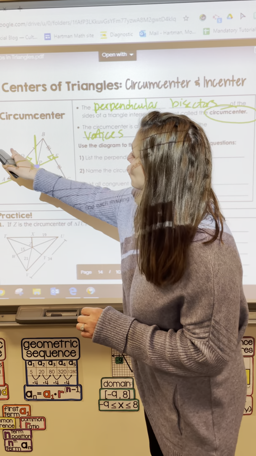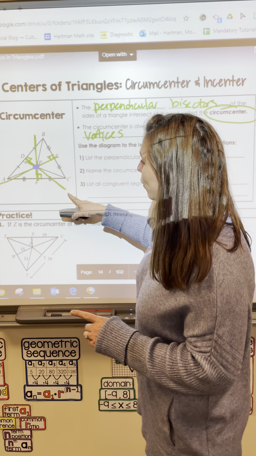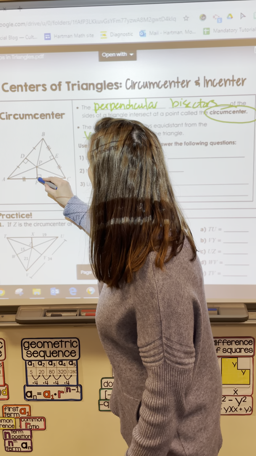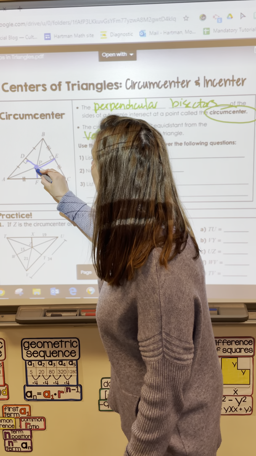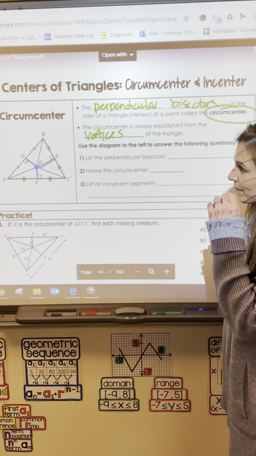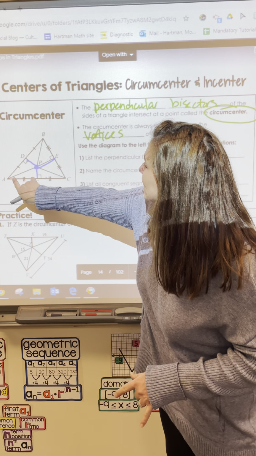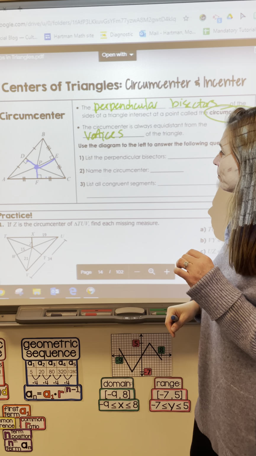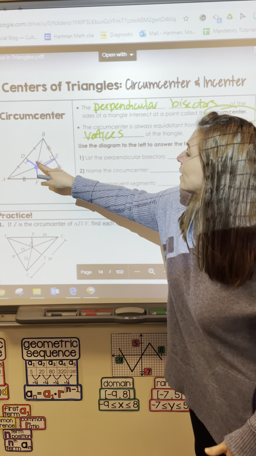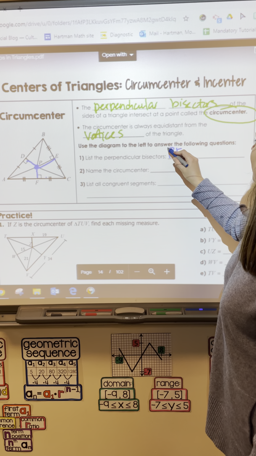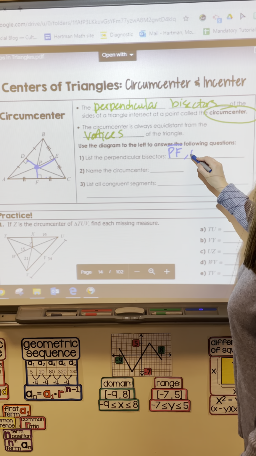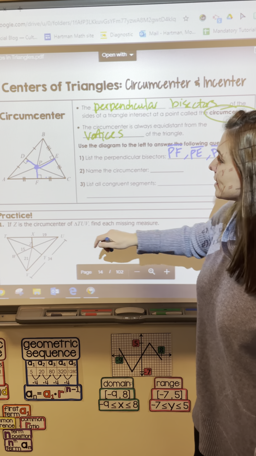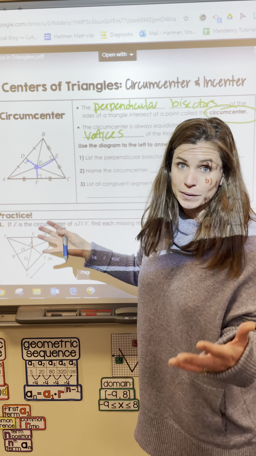So if you drew a straight line, that's what it would look like all the way through, but here, they just kind of stopped on the paper and said, okay, where do they all come together? Well, they come together here and form P, okay? So it's splitting this segment in half, and it makes them perpendicular. So the perpendicular bisectors are PF, PE, and PD, because those are the ones that are perpendicular and split it in half.